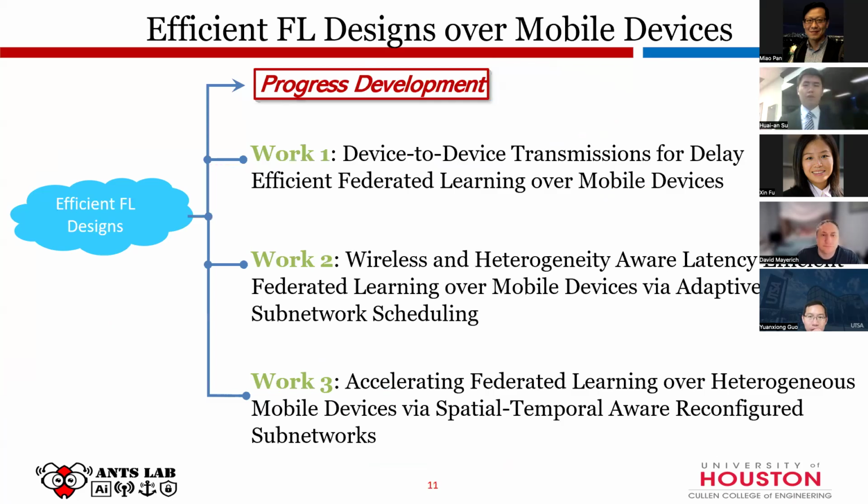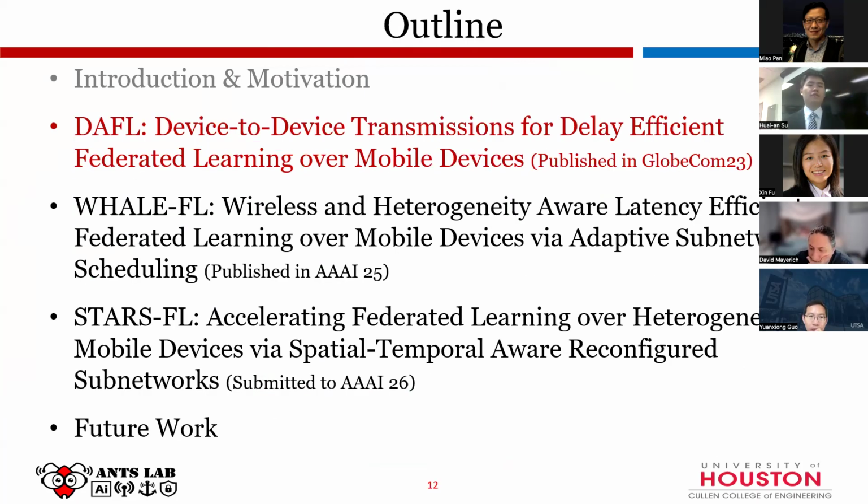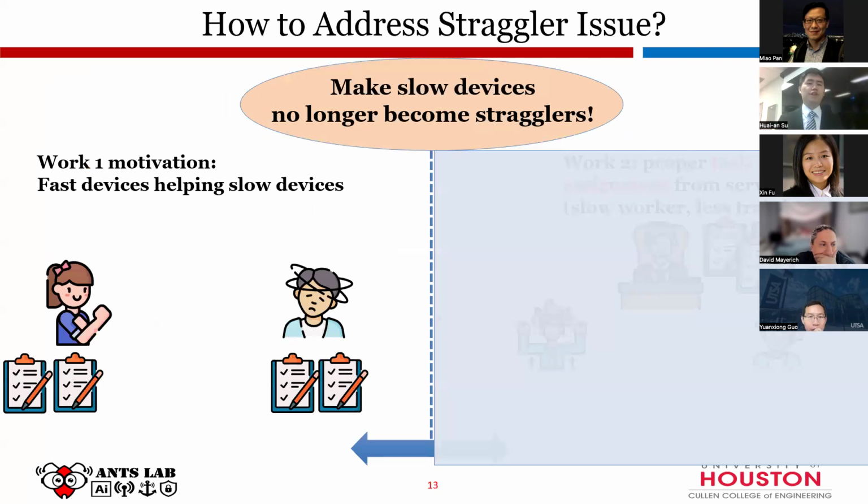Now I'll be talking about the detailed works of the three works that I will be showing later. The first one is DAFL, which is device-to-device transmission for delay-efficient federated learning over mobile devices. The motivation for work one is for fast devices to help the slow devices. You can see this boy represents a straggler or slow device, and the girl represents the fast device. Here we can see the fast device helps by taking off some of the burden of the slow device.